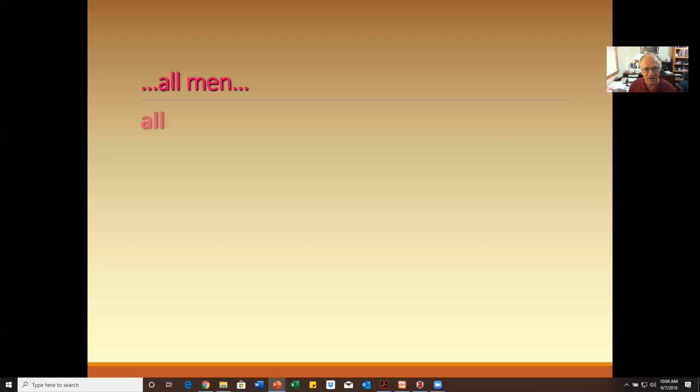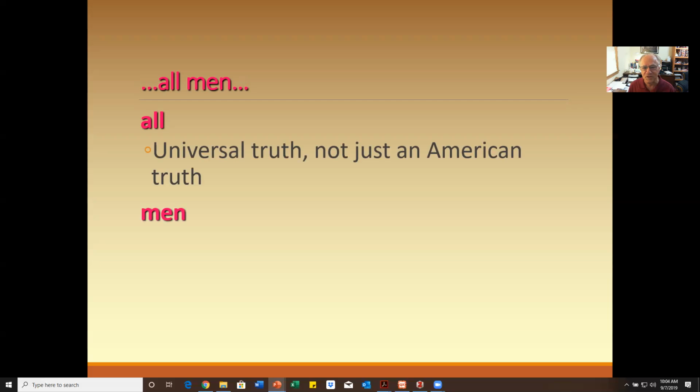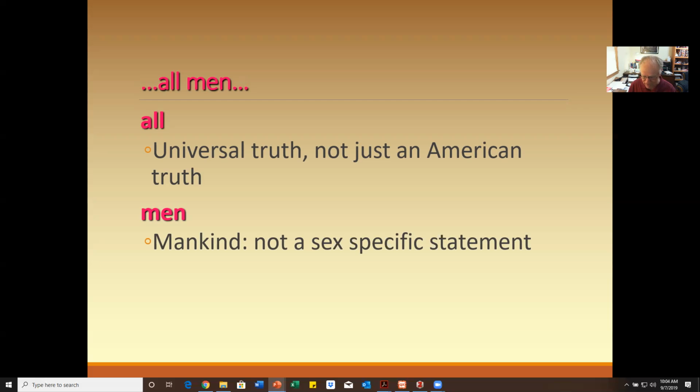Without getting all confused, theological convictions also were self-evident to the founders. They said that all men, the word all is an interesting word. If I were in the classroom today, I would ask you, what does all mean? And you would say all, everybody. That's pretty self-evident. It's a universal truth. It's not just an American truth. It's universal, what they're about to say, all. And then they use the word men. And by this, they mean mankind. They're not talking about the male sex. They're talking about mankind.